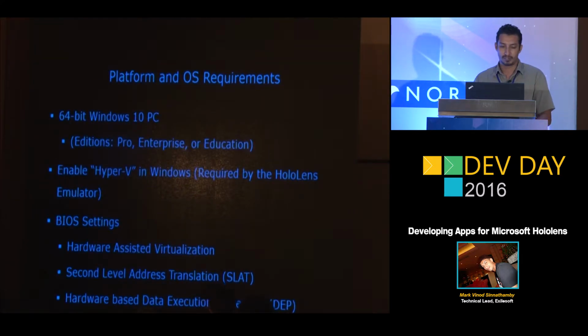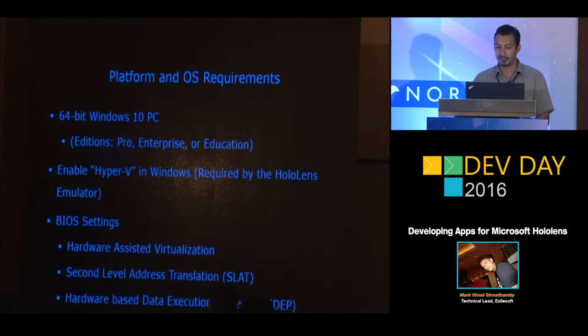And for the platform and OS requirements, you will need a 64-bit Windows 10 PC, which is either a Pro, Enterprise, or Education edition. Home edition is not supported because of the second point here, enable Hyper-V in Windows. We need to enable Hyper-V for the HoloLens emulator to work properly. And because Hyper-V is not supported in the Windows Home edition, we cannot use the Home edition. Hyper-V can be enabled when you go to your Windows features, when you turn Windows features on and off.